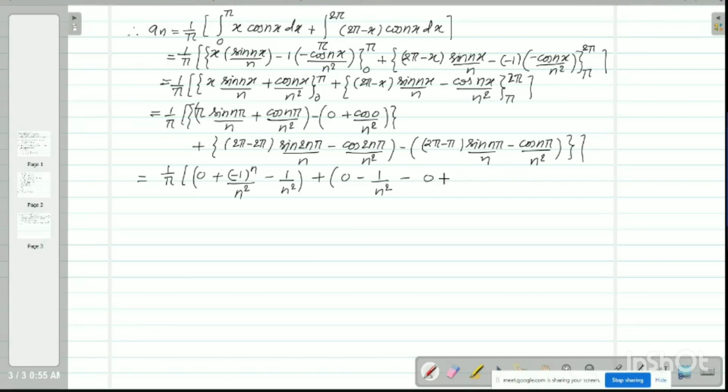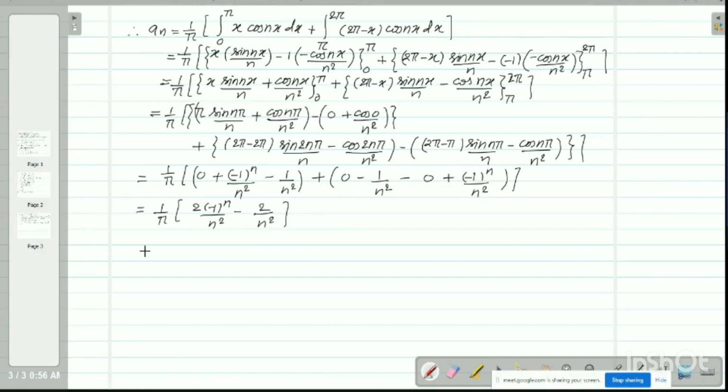Minus minus goes plus. Here cos n pi is minus 1 raised to n, so we write minus 1 raised to n by n square. Close the bracket. So this is 1 upon pi. Simplify this. See here, this is minus 1 raised to n by n square, minus 1 raised to n by n square. So this is 2 times minus 1 raised to n by n square, and minus 1 by n square, minus 1 by n square. So this is 2 times 1 by n square.